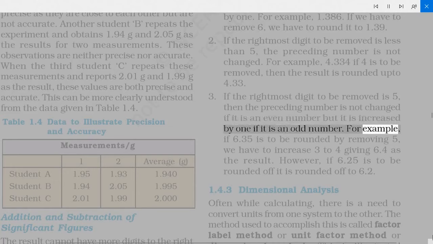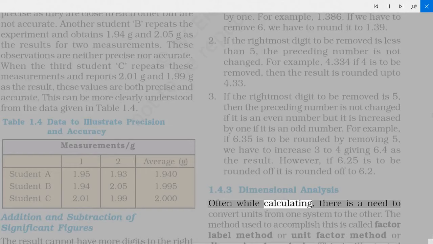For example, if 6.35 is to be rounded by removing 5, we have to increase 3 to 4, giving 6.4 as the result. However, if 6.25 is to be rounded off, it is rounded off to 6.2. Dimensional analysis.